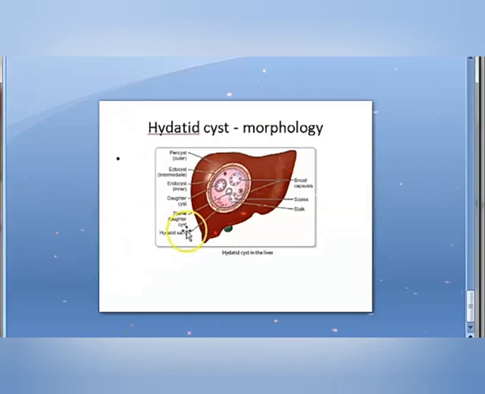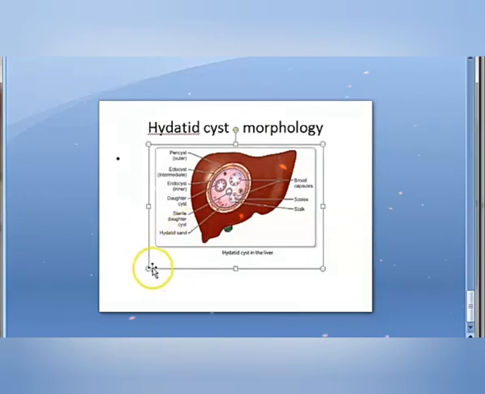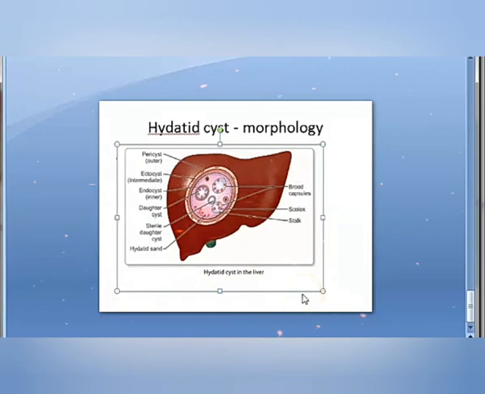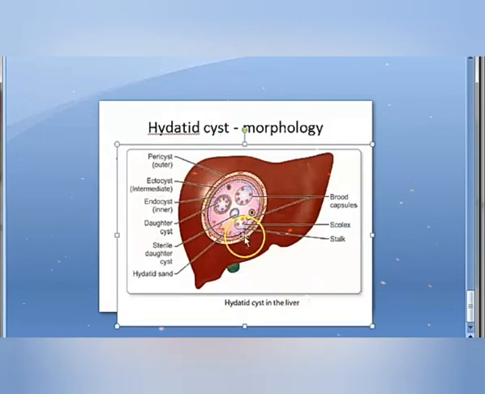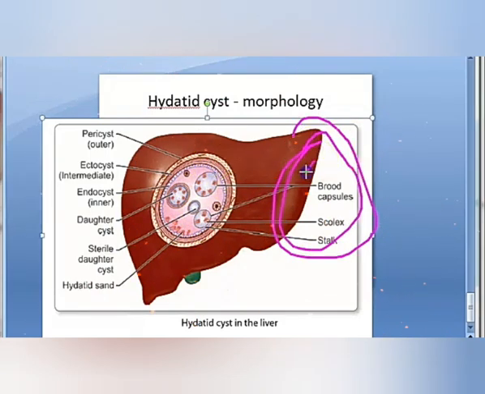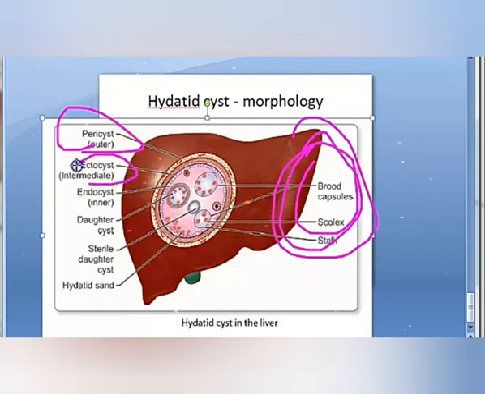So basically, after entering the definitive host, the scolex can become evaginated and develop into an adult worm. However, now we are looking at the cyst, the hydatid cyst. Now, what is the morphology of the hydatid cyst? You have to draw three circles, 1, 2 and 3. The outermost circle you will call the pericyst, then ectocyst, then endocyst. Endo is inside. Remember, ecto is not outside, ecto is intermediate and pericyst is outside.